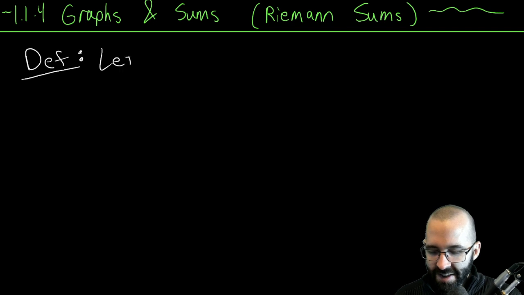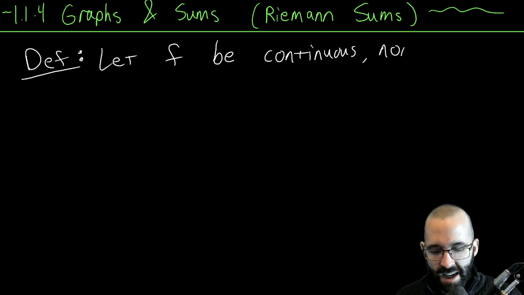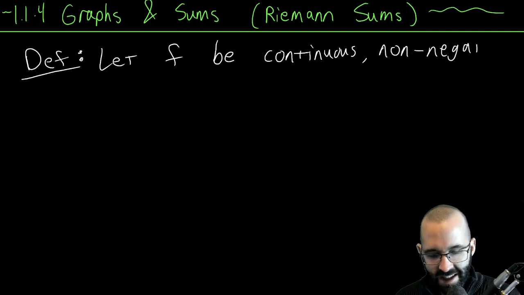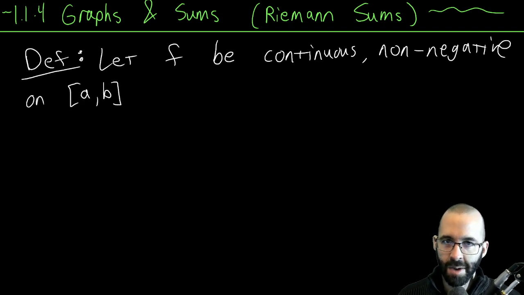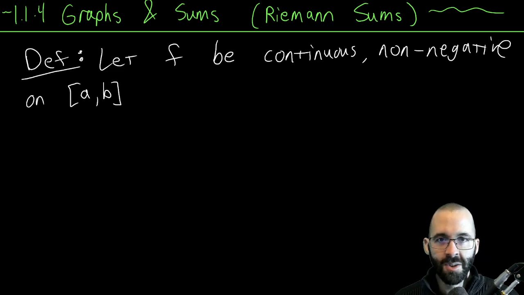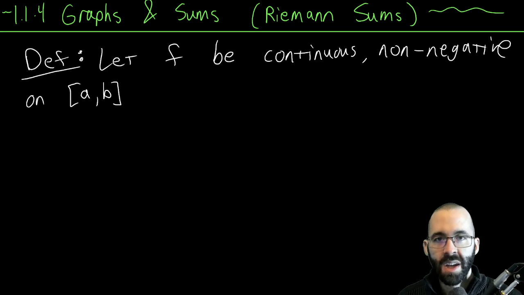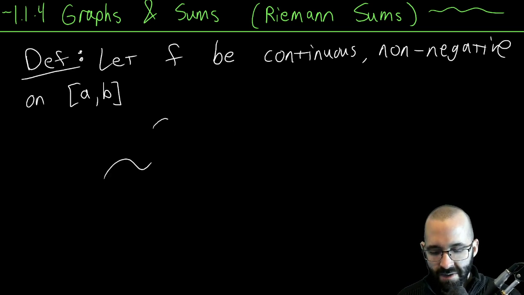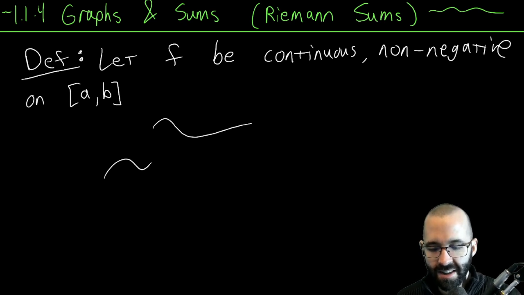So let f be continuous, non-negative, and defined on A to B. Take a moment. What are we talking about? Remember, continuous means that there's no gaps, right? So you can draw the whole thing without picking up your pencil. So this is not a continuous function. That's a function with a discontinuity.